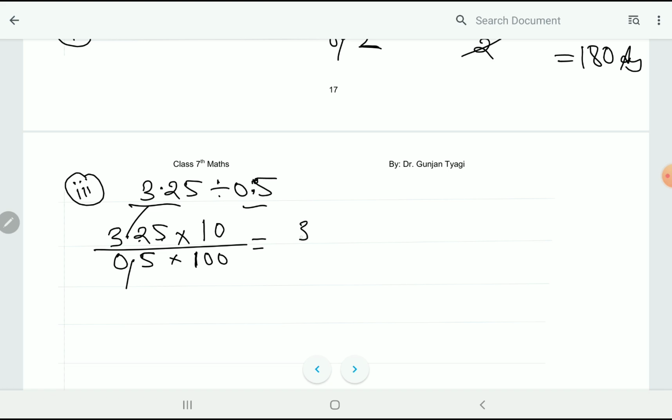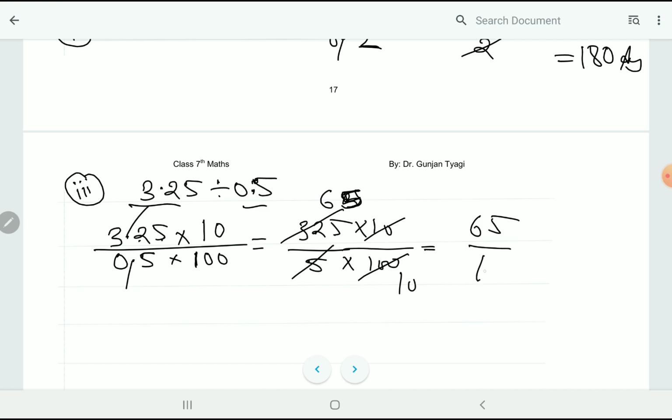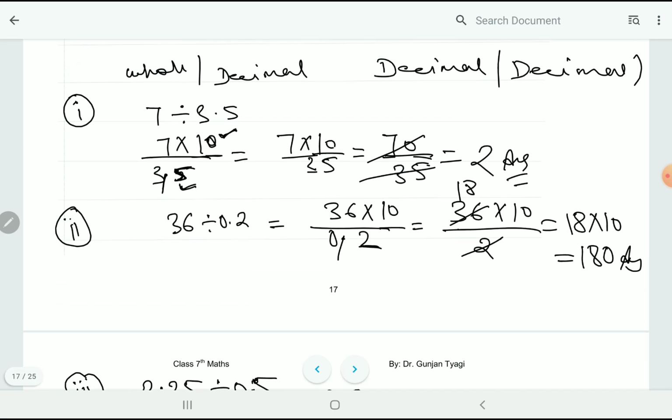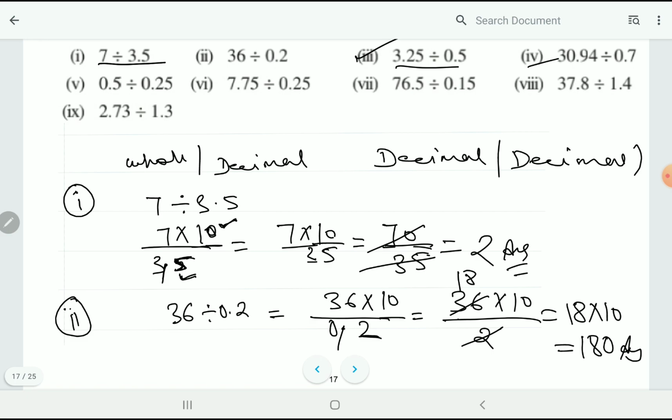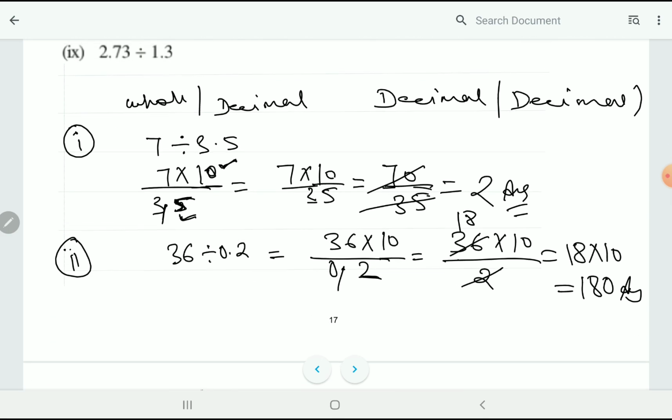So the question is 325 multiplied by 10 divided by 5 multiplied by 100. 100 is a multiple of 10, 10 tens are 100, and 325 can be divided by 5: 5 6s are 30, 5 5s are 25, 65 is the answer. 65 divided by 10 is 6.5. This is the answer. Let's do the fourth part. What is the fourth part? 30.94 divided by 0.7.